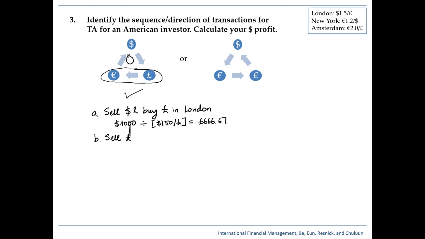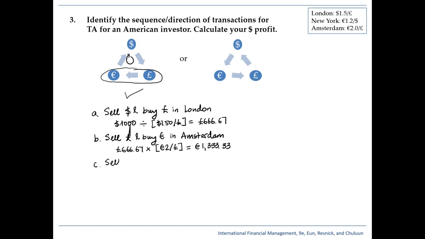So the next step is going to be taking those pounds and selling them. So selling those pounds and buying euros in Amsterdam. So remember, the bank in Amsterdam is making direct market between euros and pounds at the rate of 2 euros per pound. So you take your 666.67 pounds and convert them into euros at the rate of 2 euros per pound. And this will generate you 1,333.33 euros.